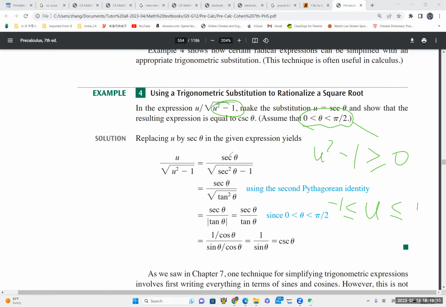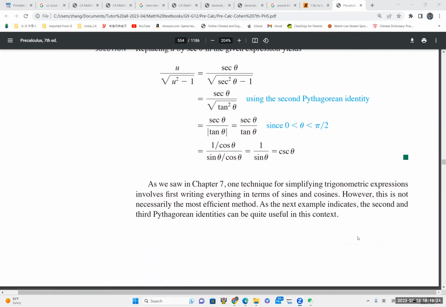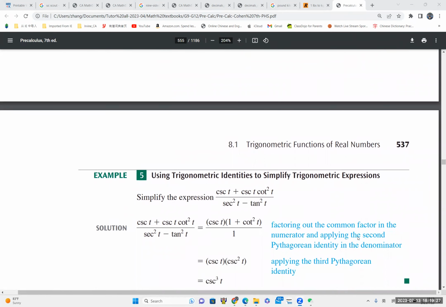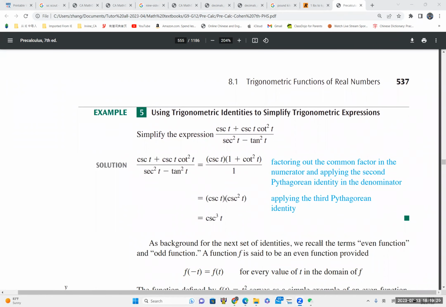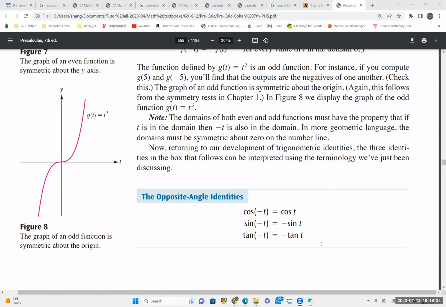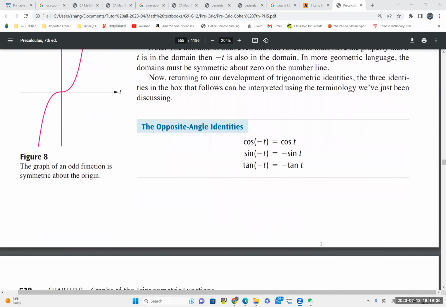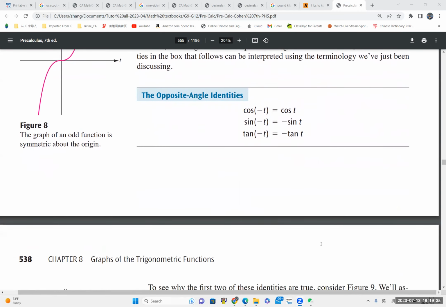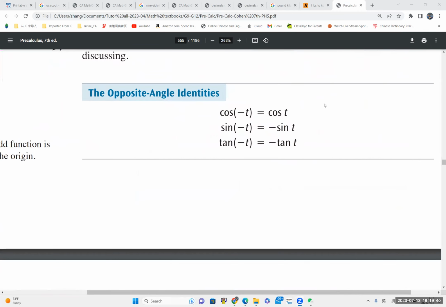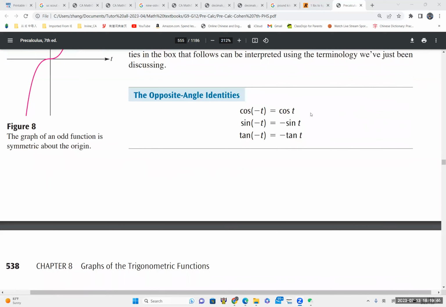Oh, so this is the given condition. Assume this. That means we use a trigonometric function to do some simplification, right? Here, keep going has some simplification. We'll do it in the exercise. And here shows some properties. Cosine of negative t equals cosine t. Sine of this.